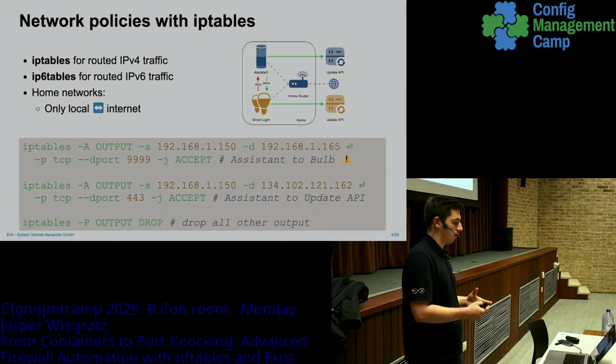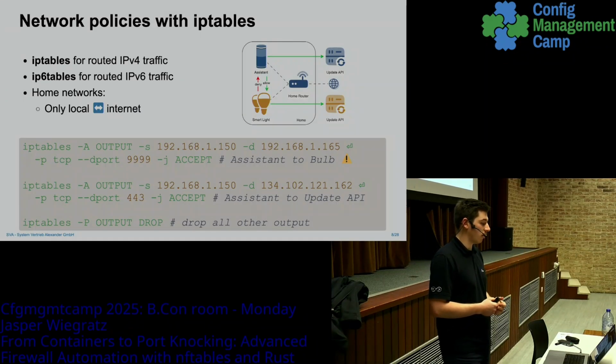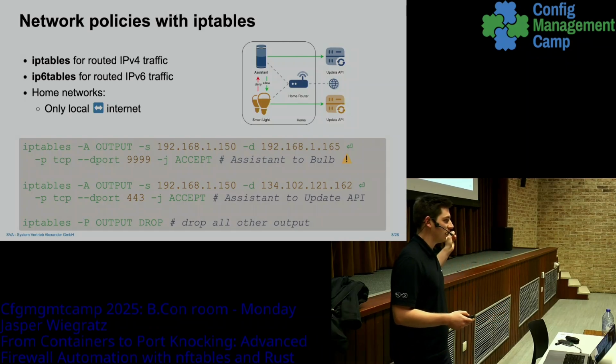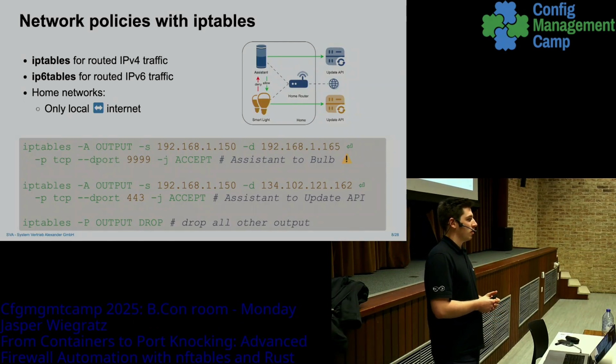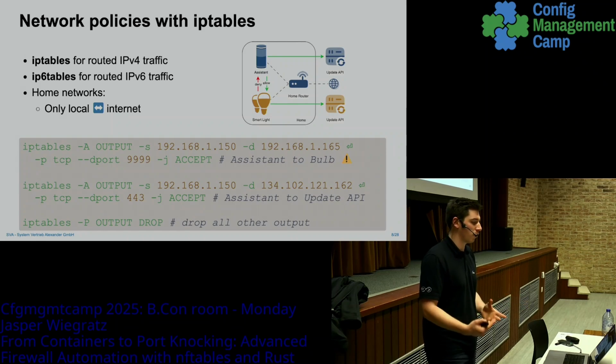Same goes for the voice assistant to the update API in the internet, and all other packets shall be dropped. This could be some rule set. So I added an exclamation mark here in the first rule because it will have no effect. Why is that? Because iptables will only act on routing, and we do not do routing in the same network. And this is where typical firewalling falls short. This is why we would need microsegmentation.